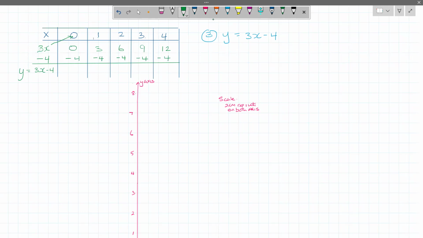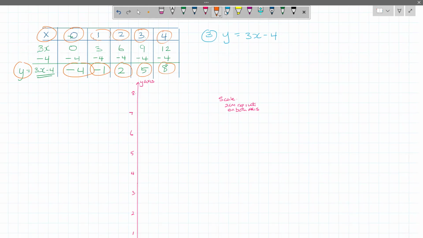And when I do that, then I'll work out what 3x minus 4 is. So 0 minus 4 will give us minus 4. 3 minus 4 will give me minus 1. 6 minus 4 will give me 2. 9 minus 4 will give me 5. 12 minus 4 will give me 8. These values here for x and y are what make up our coordinates. So 0 and negative 4 is our pair. 1 and minus 1 is our pair. 2 and 2 is our pair. 3 and 5 is our pair. 4 and 8 is our pair.